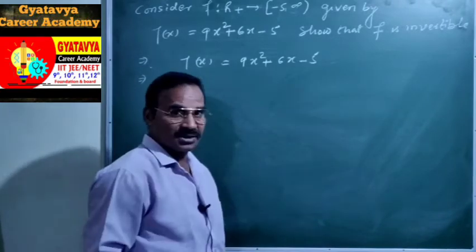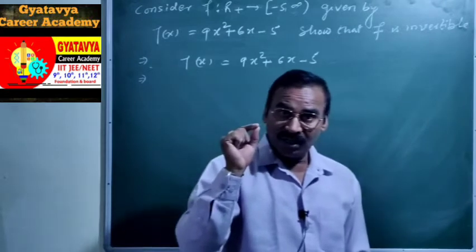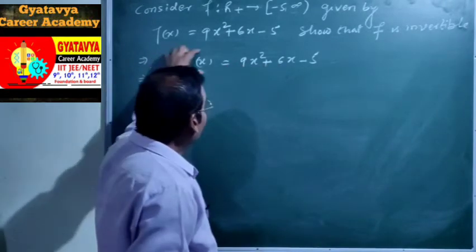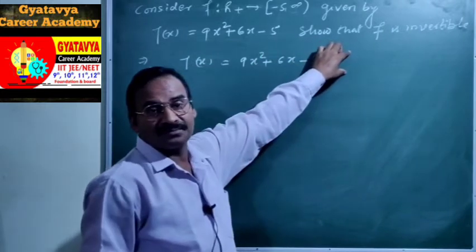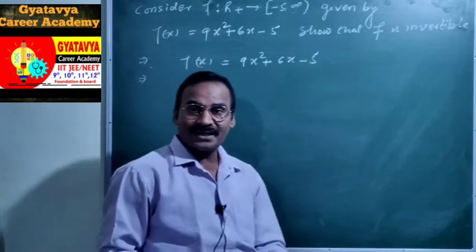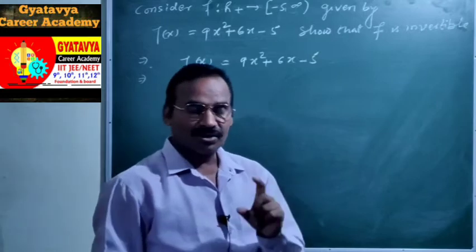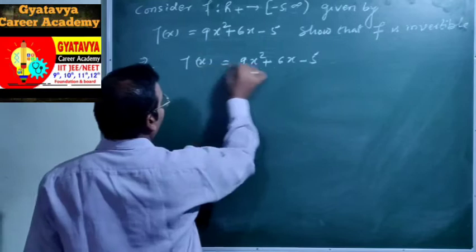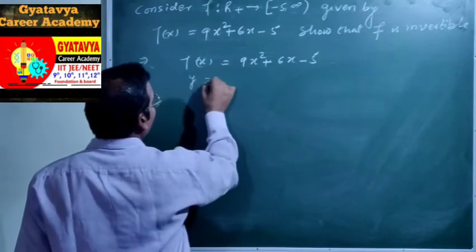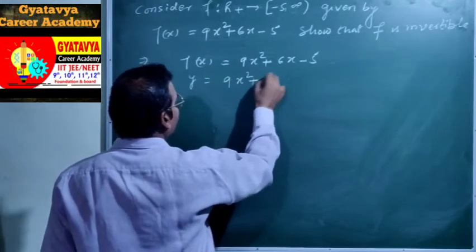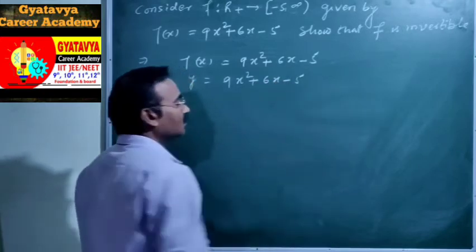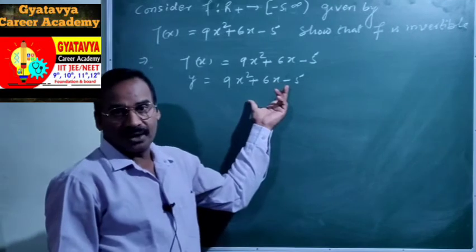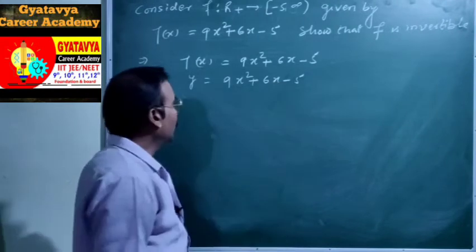Now we have to search for the inverse function as g(x). Even though only f(x) is given, now you have to search for g(x). Okay, let us see how. Take f(x) as y, so y equal to 9x square plus 6x minus 5. Now make a complete square of the quadratic function.